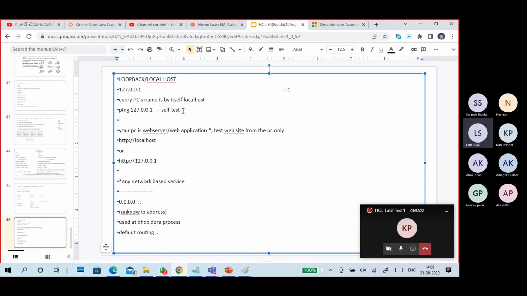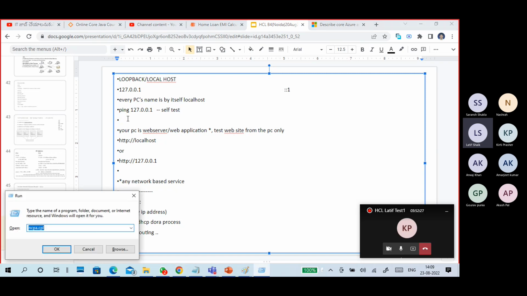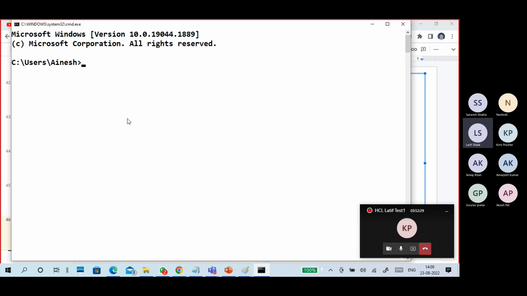Okay, it is used for self-testing. Like I want to test myself, whether I am able to communicate to my PC, whether my TCP/IP service is running properly or not. Very simple.